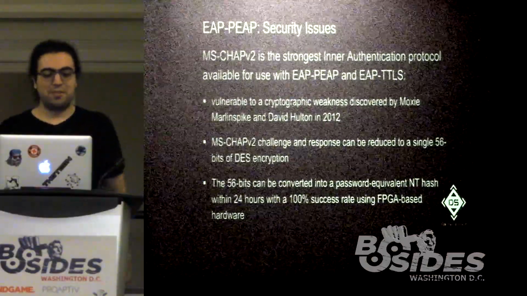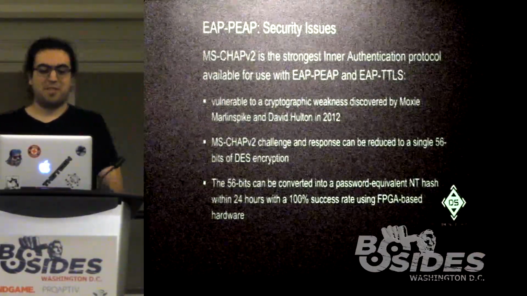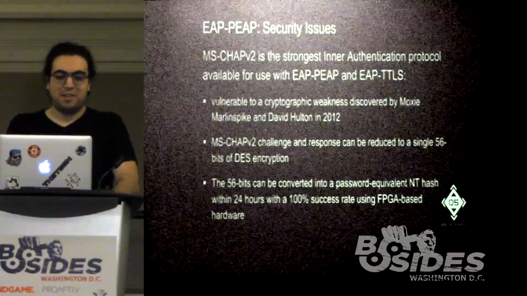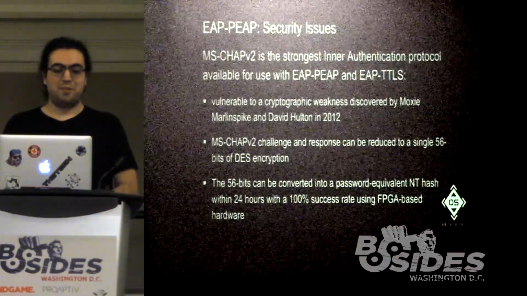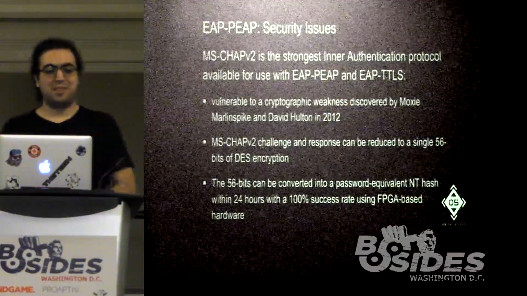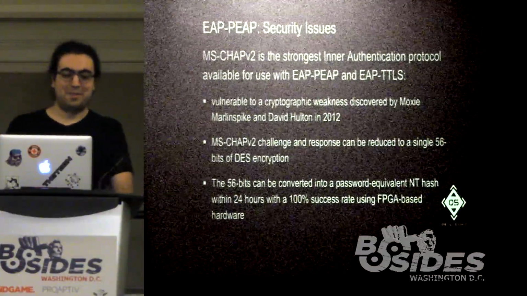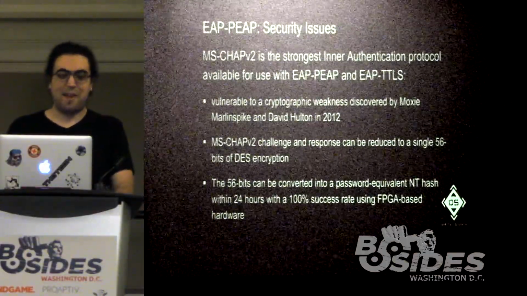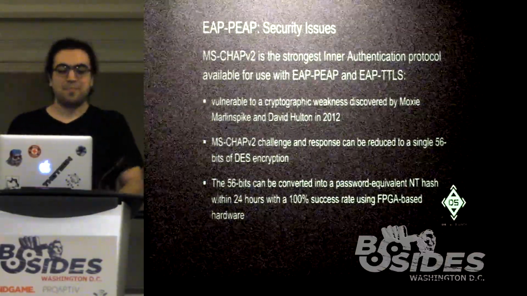Essentially, with MSCHAPv2, back in 2012, two researchers named Marlinspike and David Hulton discovered some cryptographic weaknesses in this protocol. They figured out that MSCHAPv2 is pretty much analogous to NTLMv1 in that you can reduce it to a single 56 bits of DES encryption, which is not great. In fact, they had a $100,000 cracking rig at the time, but if you bought something with similar processing power now, several years later, you could get one for 10, 20 grand, something like that.